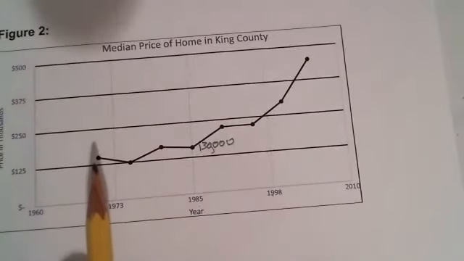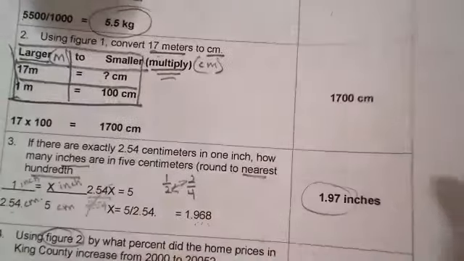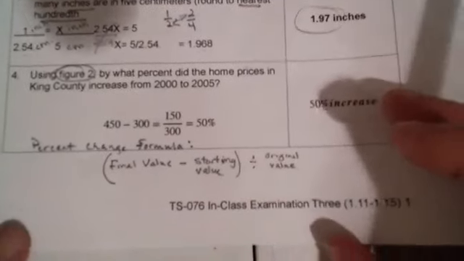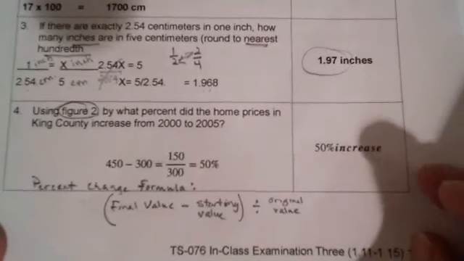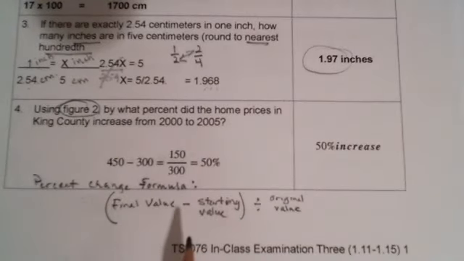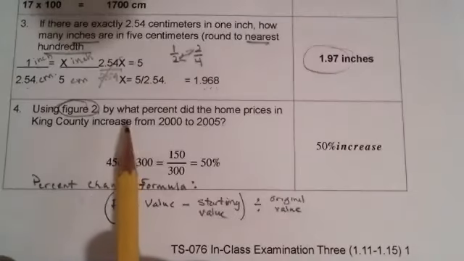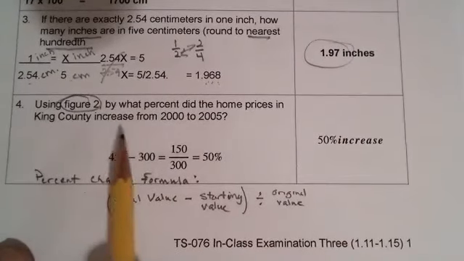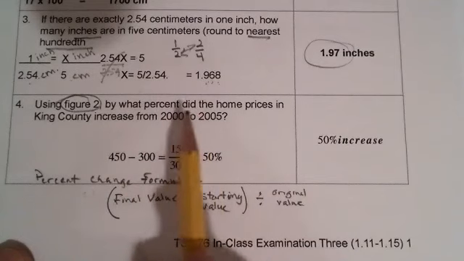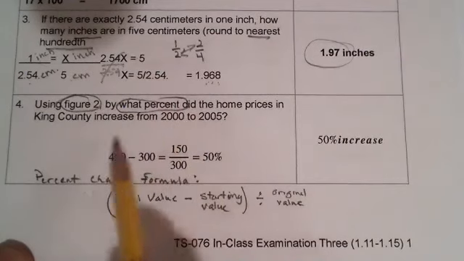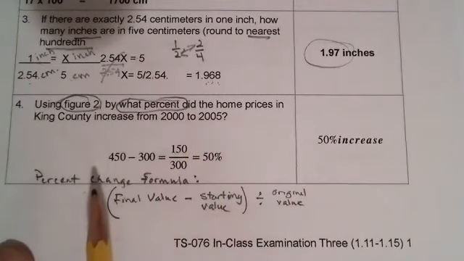Now, I'm just going to tell you how to do the problem, because I'm trying to get you the right chart that goes with this practice exam. But here's what it would have looked like on the correct chart. Using figure 2, it asks by what percent did the home prices in King County increase. They want to know the percent change, how much it increased. They don't want to know the cost. They want to know the percent of the change.